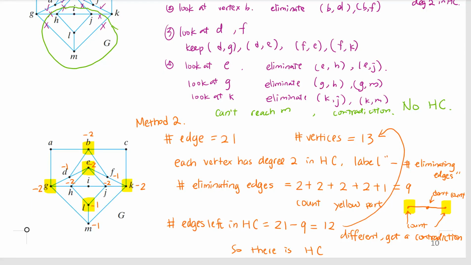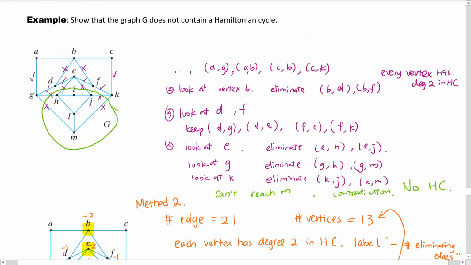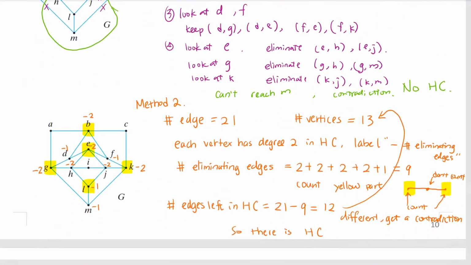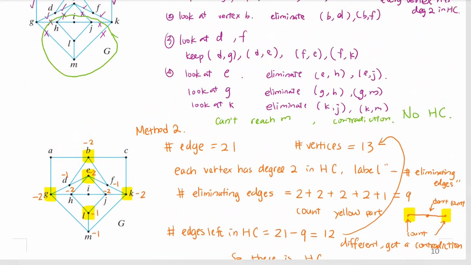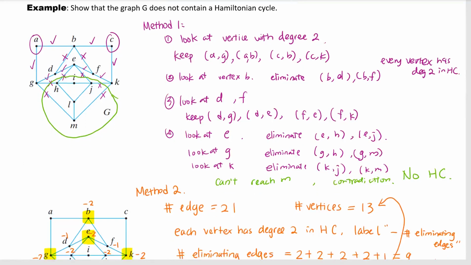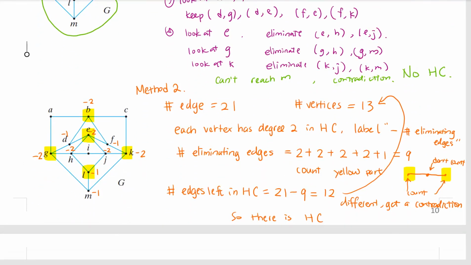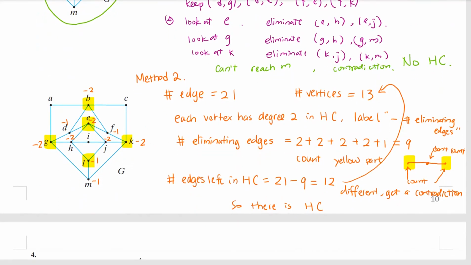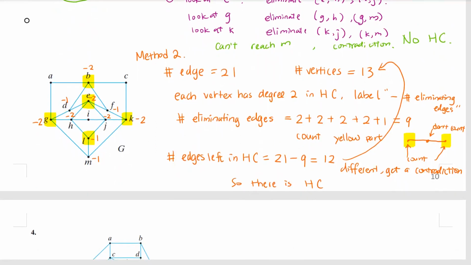So you can see the same problem we can solve using method 1. We can also solve using method 2. And when to use method 1? If we have vertices with degree 2, we can use method 1, because we can first look at the vertices with degree 2 and think about what edges we should keep and what edges to eliminate, and try to derive some contradiction. And if we have a graph that doesn't have many vertices with degree 2, maybe we have none, method 2 is useful.